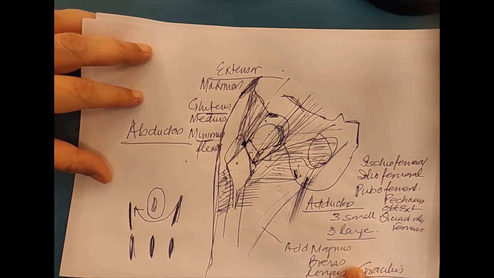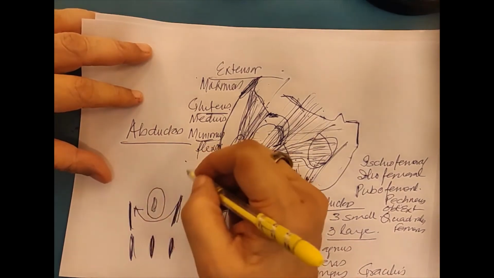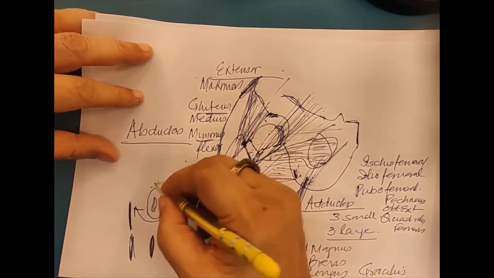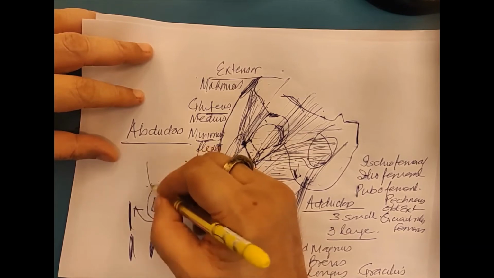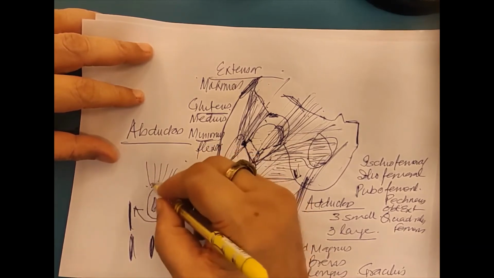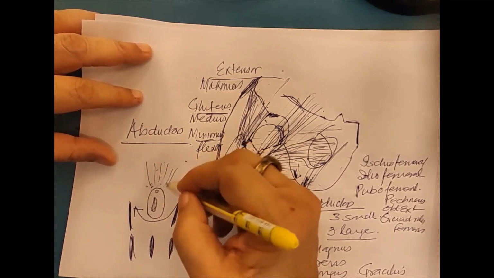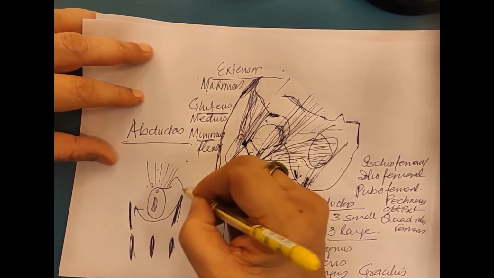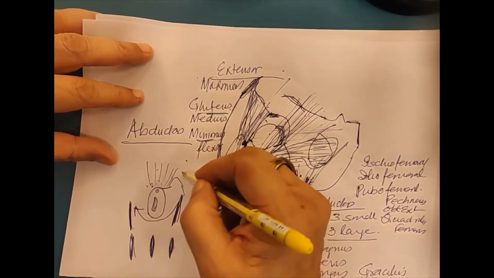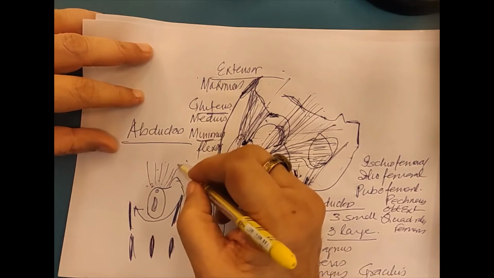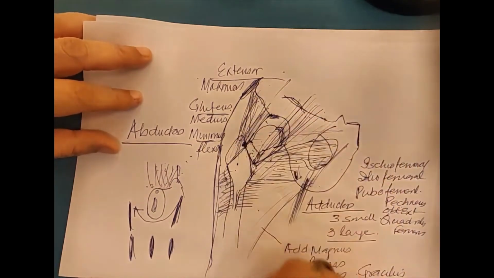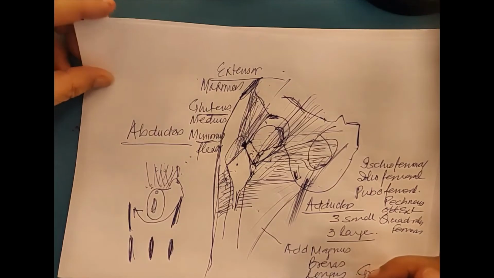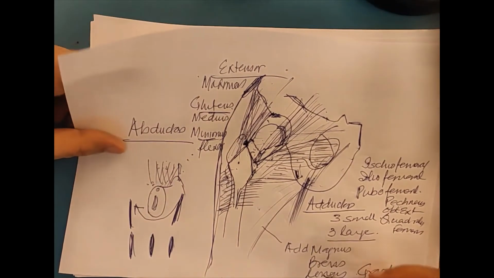So this forms the adductor group, and on the superior border is basically gluteus medius, which is abductor. So this is the neck, okay, abductor, and supported by the tensor fascia lata and the iliotibial band.